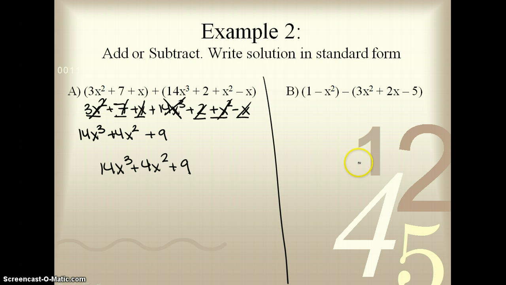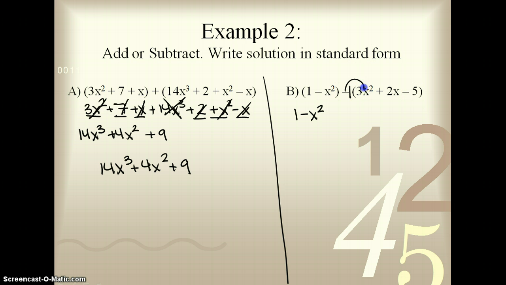For the second one, we have 1 minus x squared minus the quantity 3x squared plus 2x minus 5. You can remove the parentheses on the first one as long as there is nothing being multiplied on the outside of the parentheses. If there's anything on the outside, you must distribute it before you can remove your parentheses. With the minus, we actually have the equivalent of multiplying by a negative 1. So to remove the parentheses on the second polynomial, we must distribute that negative 1 into the equation.